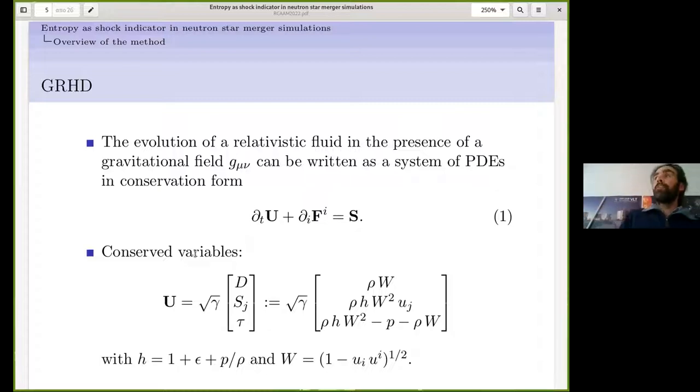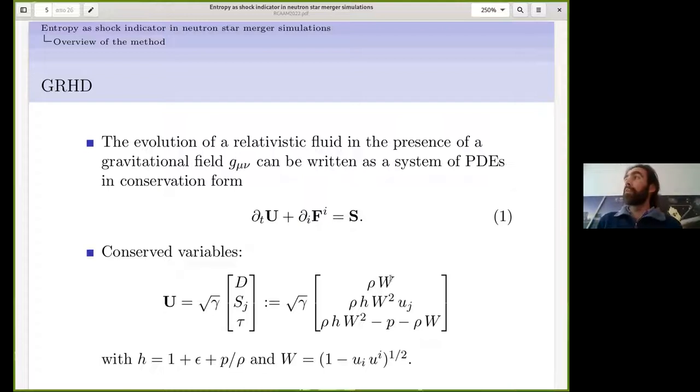According to the Valencia formulation, we have five conserved variables. So S_i, this is a three-vector. We have five conserved variables, but these are not the physical variables. They were introduced in order to write our system of equations in this beautiful, simple, conservative form. And these are related to the physical variables, which we call primitive variables. This is the one that we can measure. So this is the rest mass density.